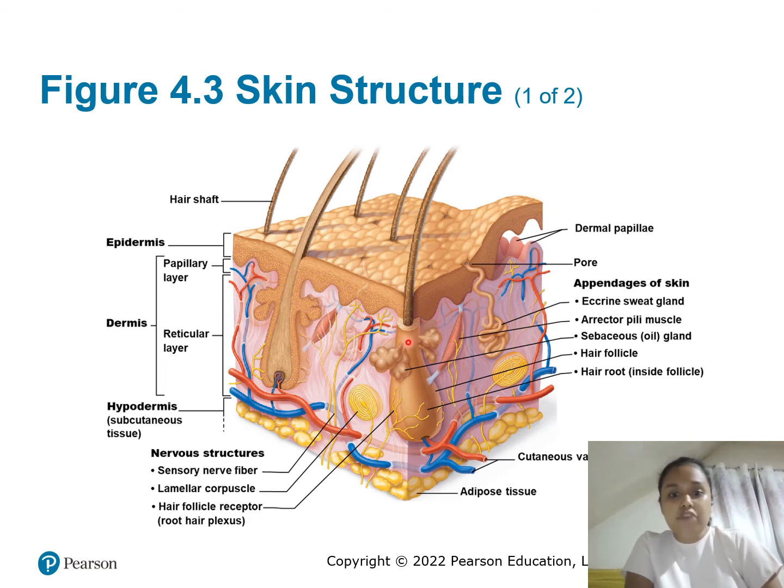This is your hair follicle, and the hair root is inside the follicle. Along with that you have nervous structures there, of course. These are your nerve fibers, the corpuscle. We'll discuss what corpuscles are in future lessons. And this is a collection of nerves. It's called the plexus. So when you say root hair plexus, this is the collection of nerves that's responsible for receptors in your hair follicle. Okay? And these are your blood vessels, right? This is your buhok.